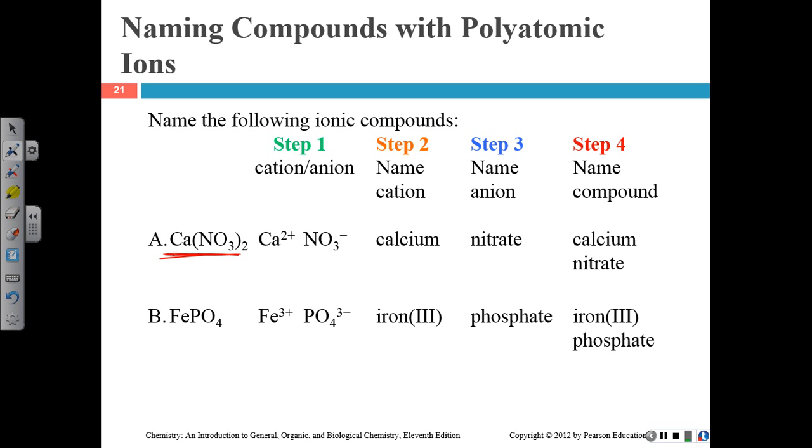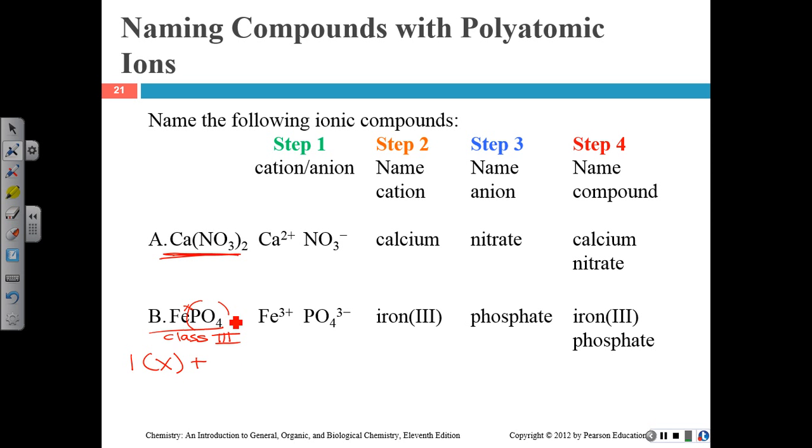So let's work this one just to be sure we see it. Okay, so we know we are classification 3 here because we have a transition metal and then a polyatomic ion, which is our anion. So we have 1 iron atom, and we want to know what its oxidation state is.